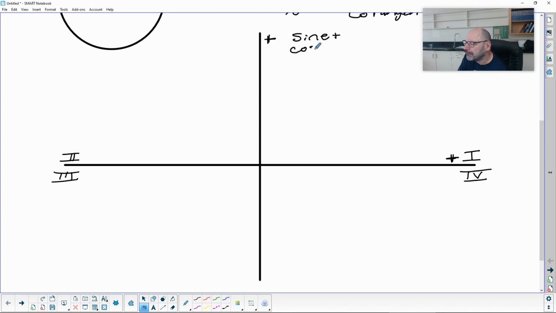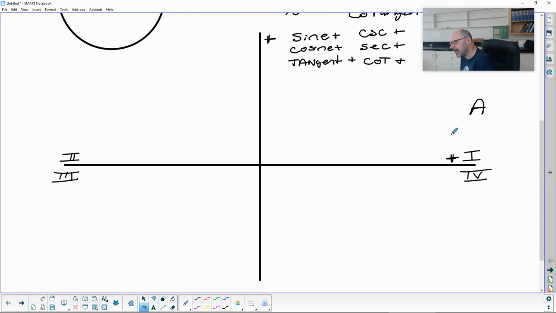Cosine is positive. And as well, tangent is positive. They are all positive values. That means that the reciprocal identities are positive as well. So cosecant, secant, and cotangent are all positive. So everything in here is positive. All are positive. So we use the letter A to represent that. So we say everything, all is positive.